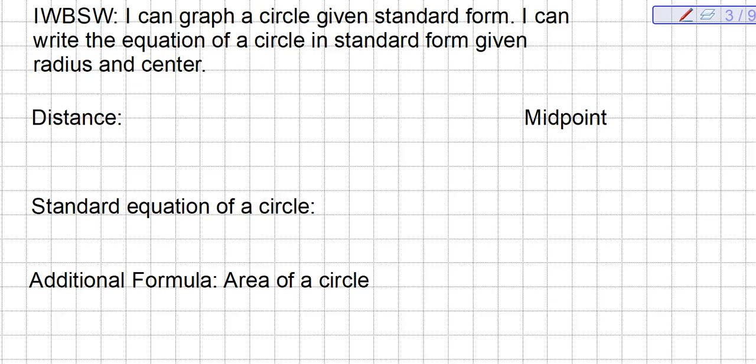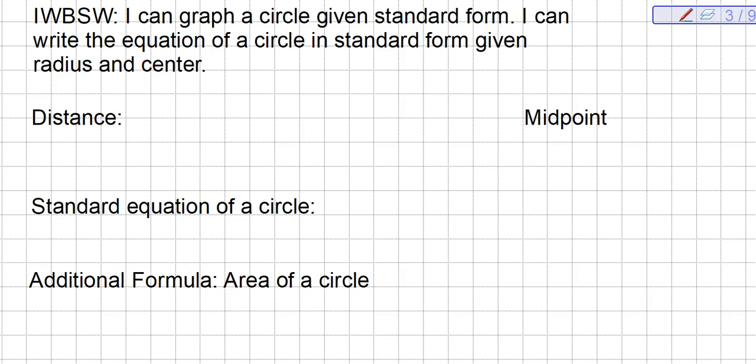So I'm going to read that again. Objective 1.1a: I will be successful when I can graph a circle given standard form, and I can write the equation of a circle in standard form given radius and center.